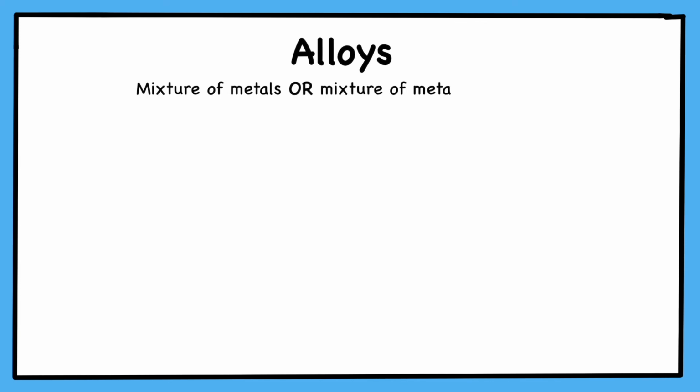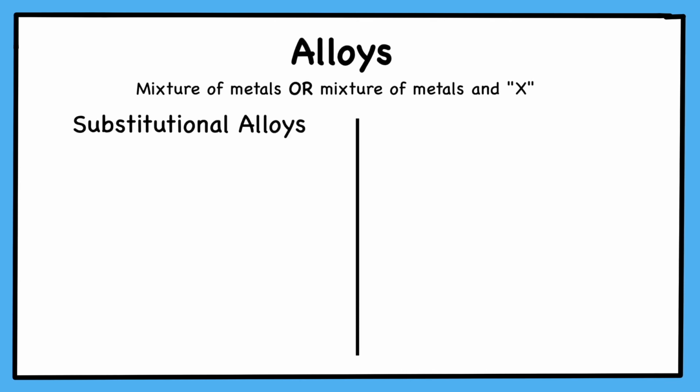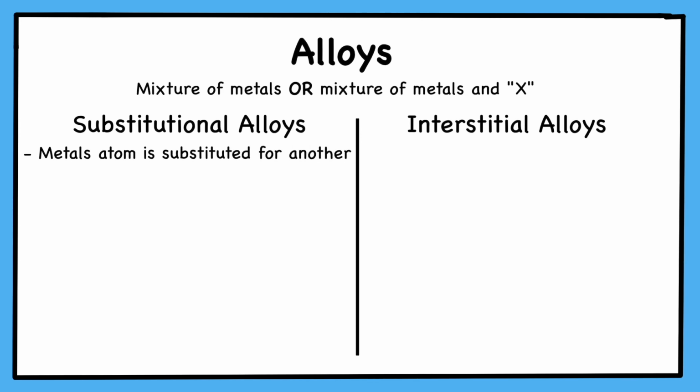Before we conclude this video, we have one more thing to talk about, and that is alloys. An alloy is a mixture of metals or a mixture of metals plus some other element. There are 2 main types of alloys, substitutional alloys and interstitial alloys. Substitutional alloys occur when a metal alloy is formed by substituting one metal for another metal of a similar size or just a tiny bit smaller.